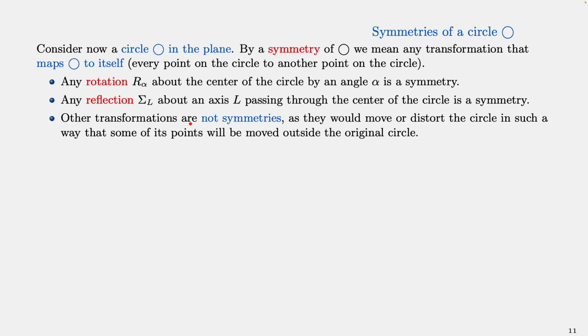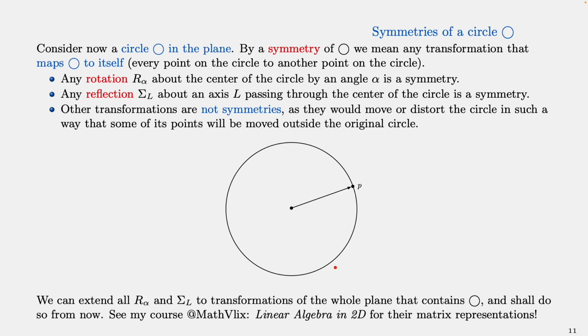Other transformations are not symmetries because they will move the circle or distort the circle in a way that some of its points will be moved outside the original circle. Here we have an image to illustrate this. So here's our circle, here's the center, here's a point P on the circle and the vector pointing from the center to this point P.